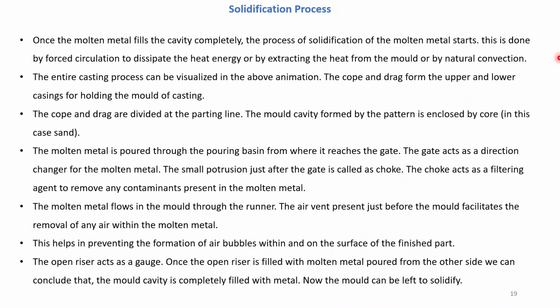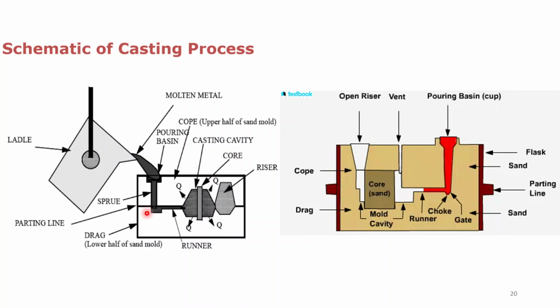So the cope and drag are divided at the parting line. Okay, so this upper part, this is the parting line in between. Here it is shown better. So the above part is cope and the lower part is drag. These are divided at the parting line. This is the parting line.